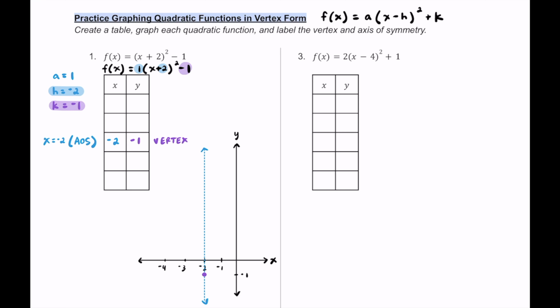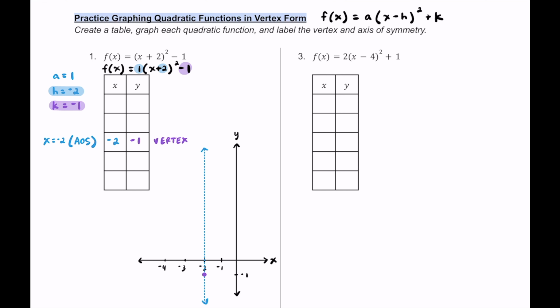So there we have the foundation of this graph a little bit here. We have the vertex, that's done. We have the AOS, that's also done. Let's see if we can finish graphing this using a few more points. At this point, we just have to create some values that are a little bit bigger and a little bit smaller from our x value of negative 2. Something I'm going to choose to do here is move the same distance away. So let's go a little bit smaller from negative 2.